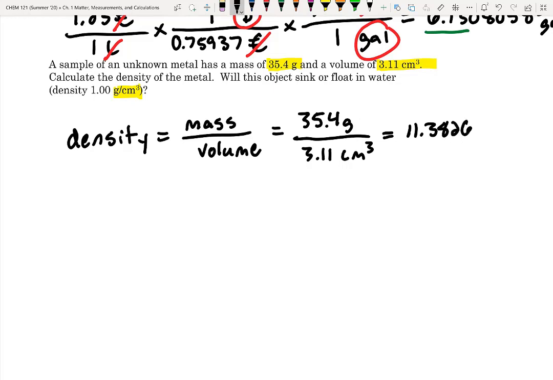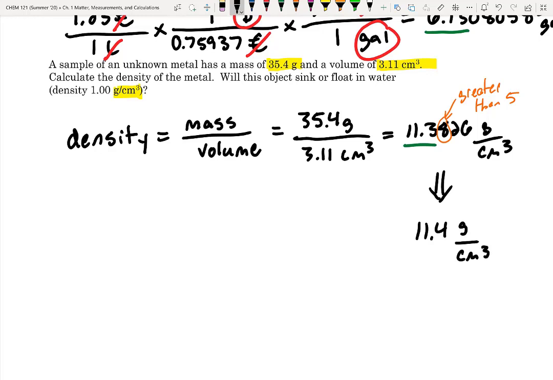11.3826 grams over centimeters cubed. But we're not quite done. You can only have three sig figs, right? So I've got three sig figs here, but then this number is greater than 5. So we need to round this one up. So what I would do is I would change this to 11.4 grams per centimeter cubed as my final answer.